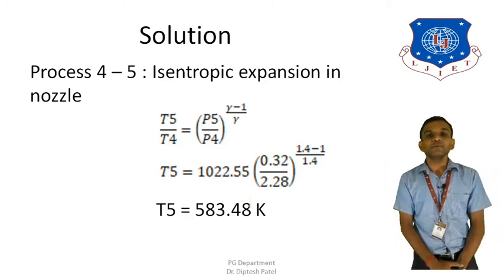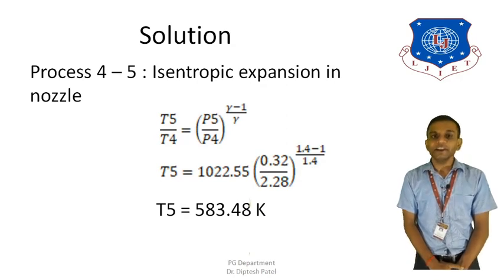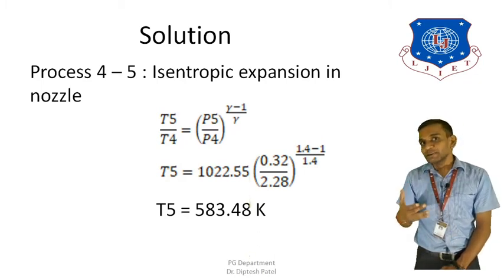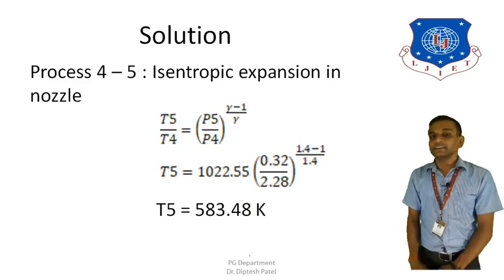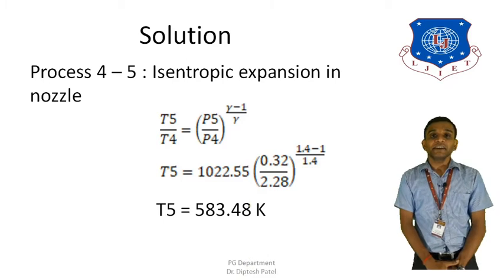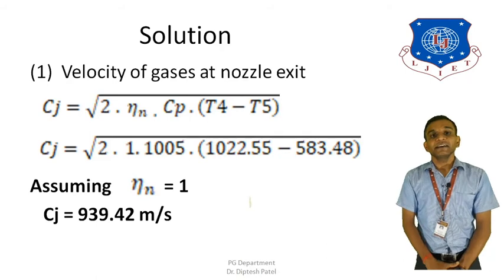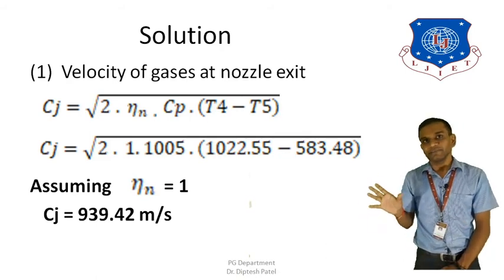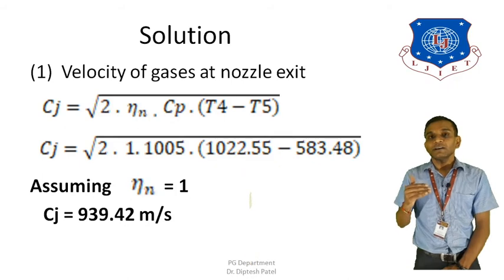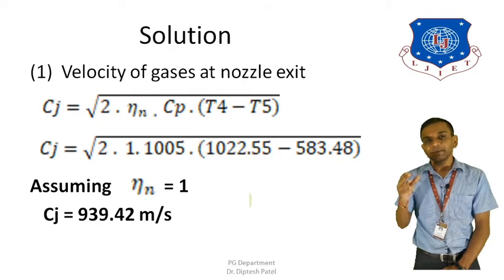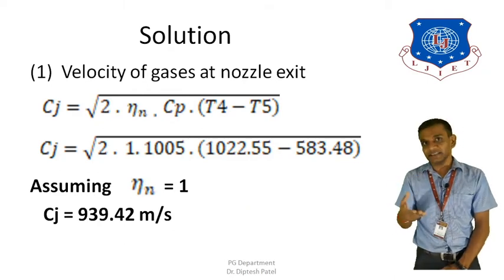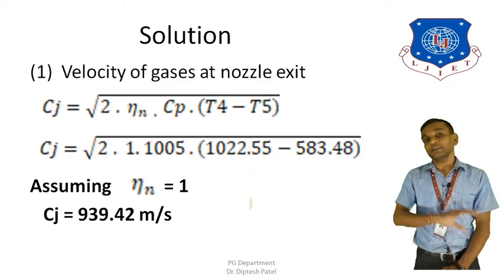So T5 is equal to 1022.55 into (0.32 divided by 2.28) raised to 1.4 minus 1 divided by 1.4, and by calculating these we will get T5 is equal to 583.48 Kelvin. So this is how we get the value of T5. I think we have all these values now. We started from T0 and P0, and we found the values of P1, T1, P2, T2, P3, T3, T4, P4, and then even P5 as well. So we got all these values.